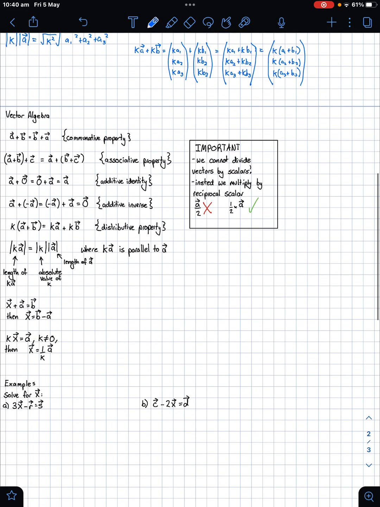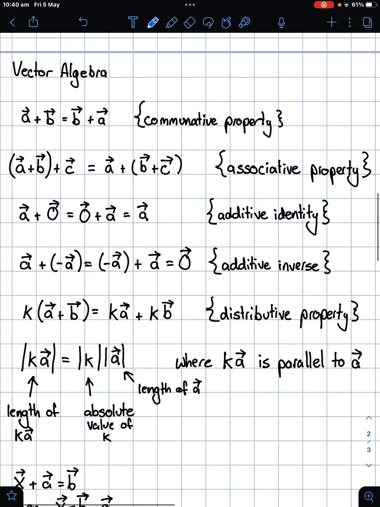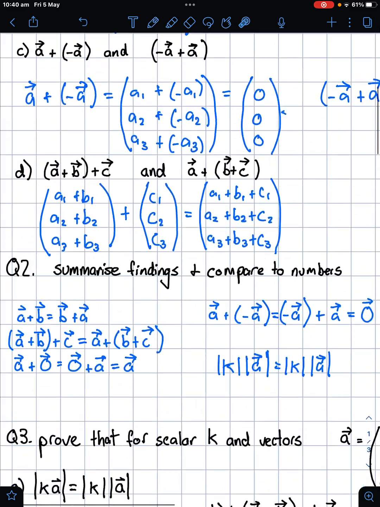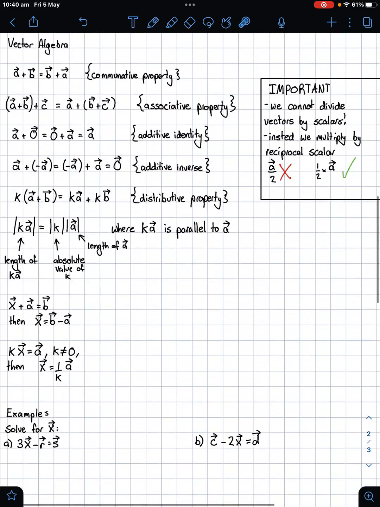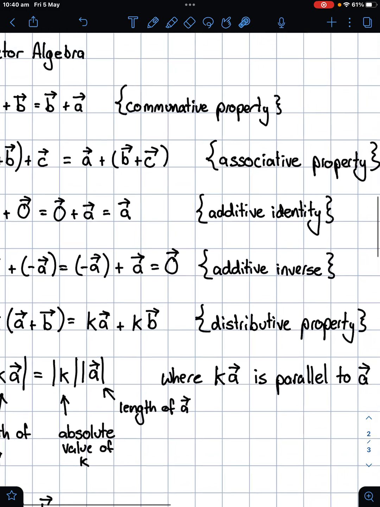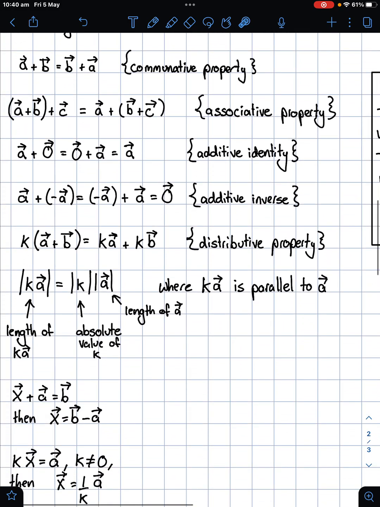So jumping into vector algebra, we've just done a whole investigation where we've come up with these properties here. And these are in our text, but I've just summarized them. If we add two vectors, the order isn't important, which is called the commutative property, which is a handy one. We've also got, if we add two vectors and then add another one, it's the same as if we added the two other ones and the original one.